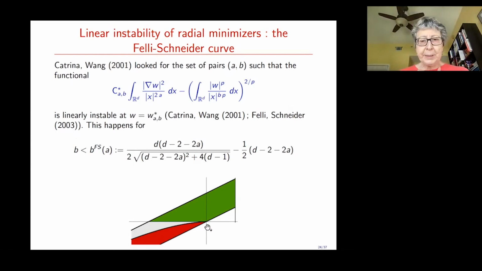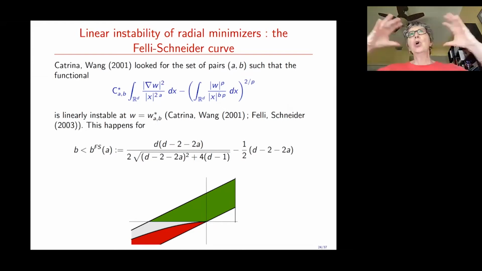So these four mathematicians have completely identified the zone of the parameters in which the radial minimizer, the function which minimizes the energy among radial functions, is not a local minimum in the whole functional space.